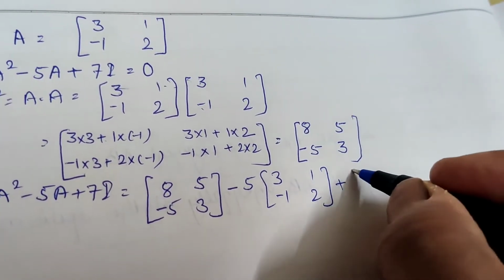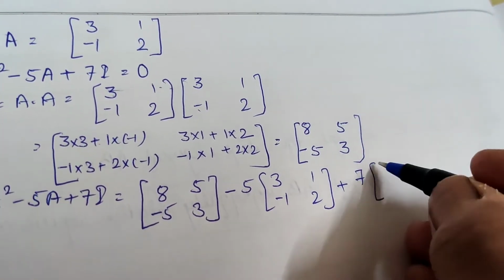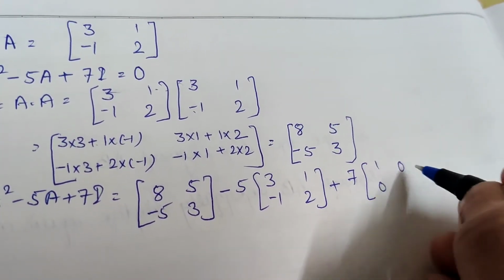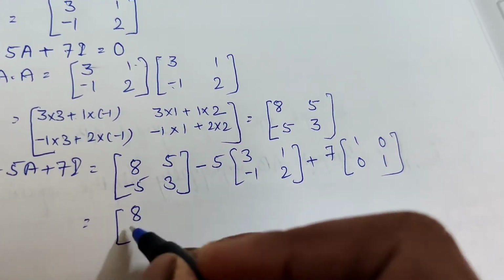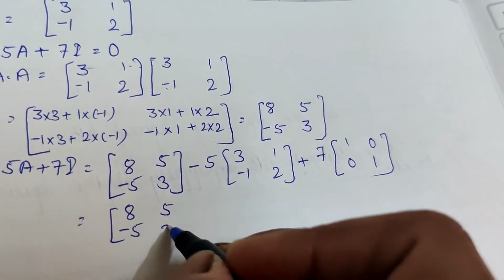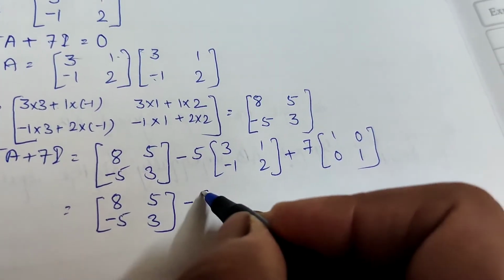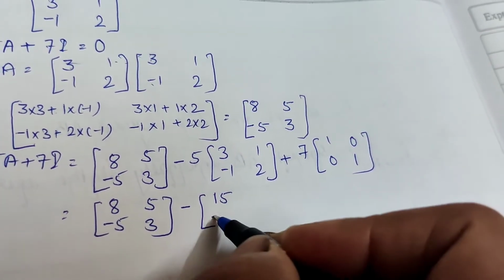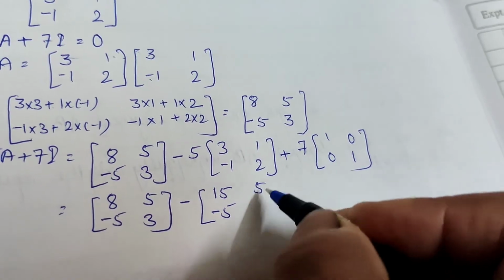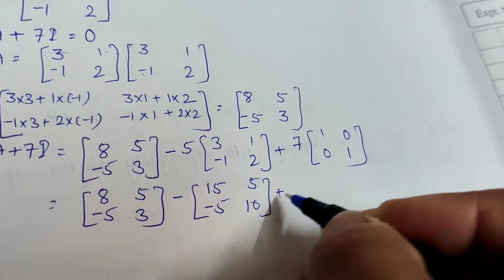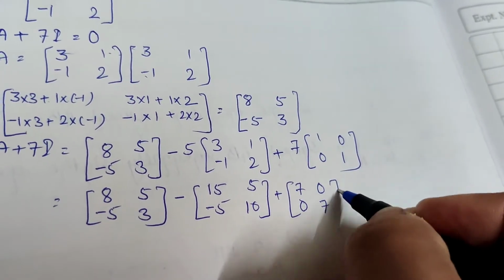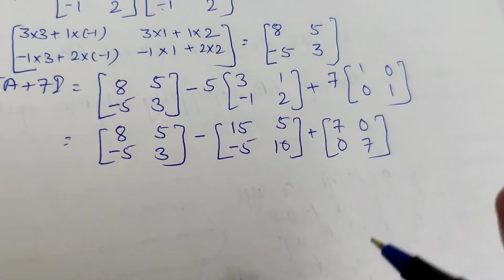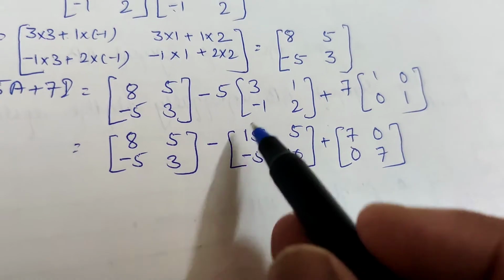Then 7i, 7, 1, 0, 0, 1. Then 8 minus 5, 5, 3 minus 15 minus 5, 5, 10 and 7, 0, 0, 7. Now you can calculate 8 plus 7, 15 minus 15, 0.